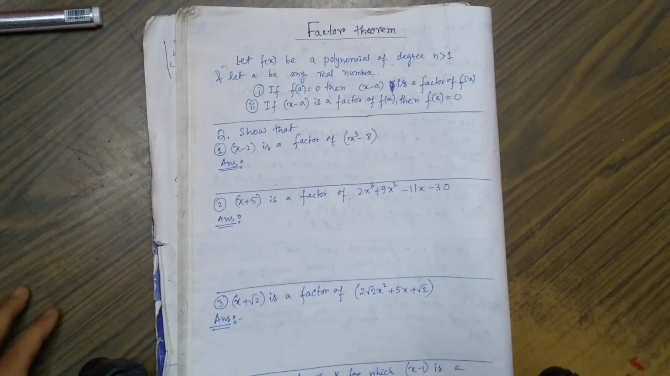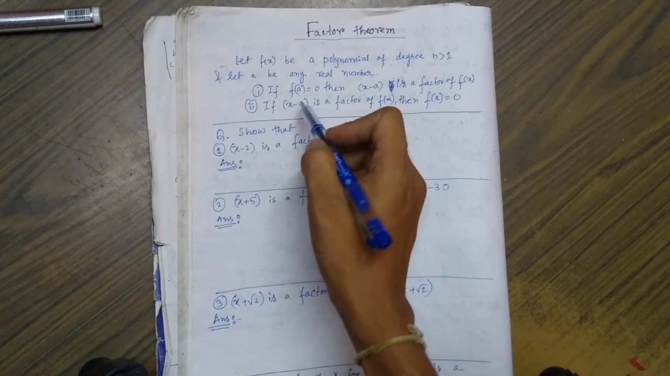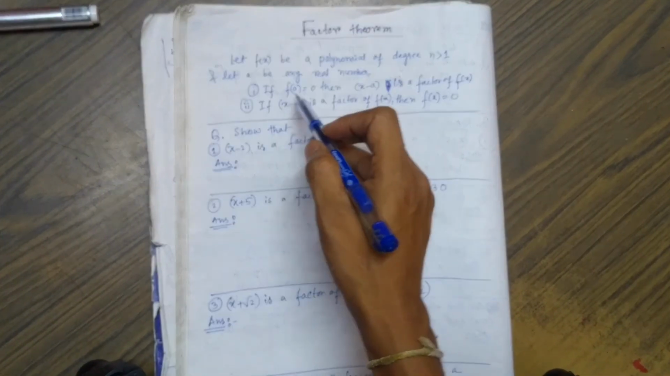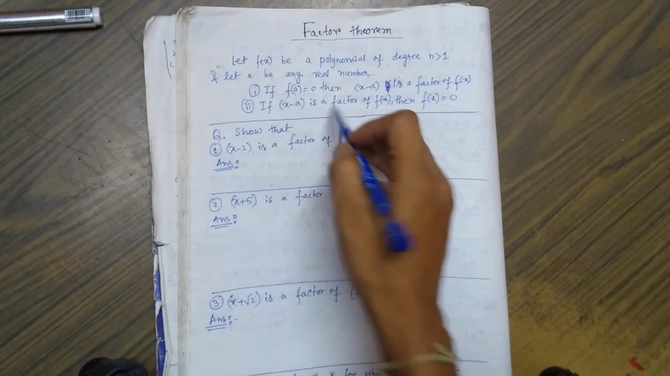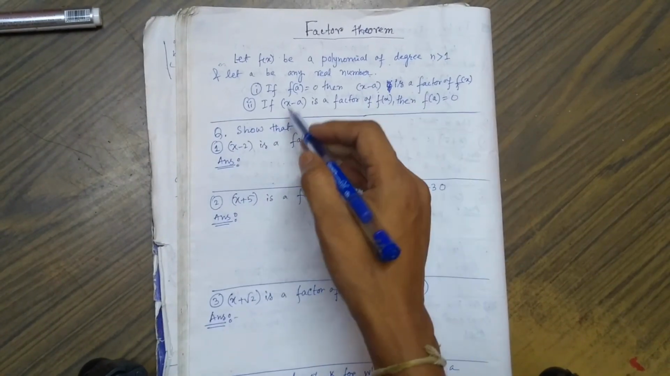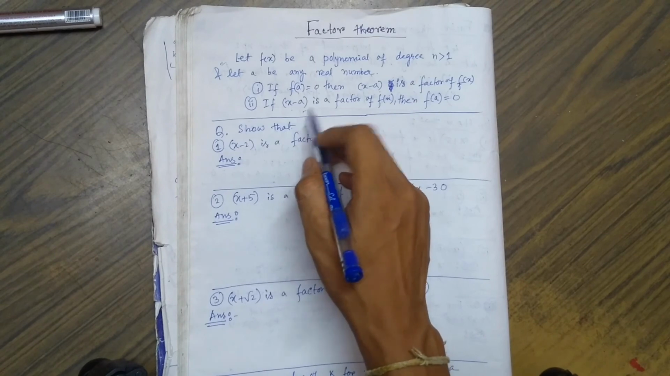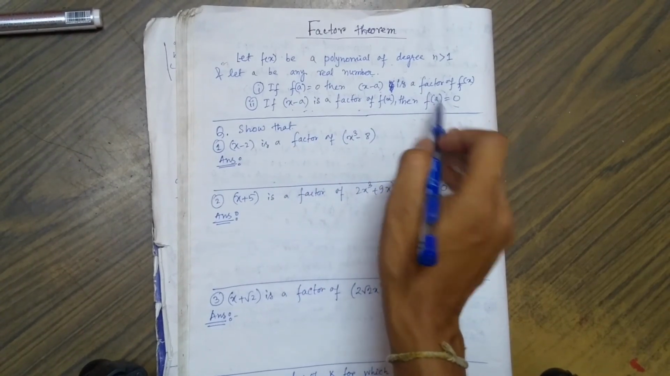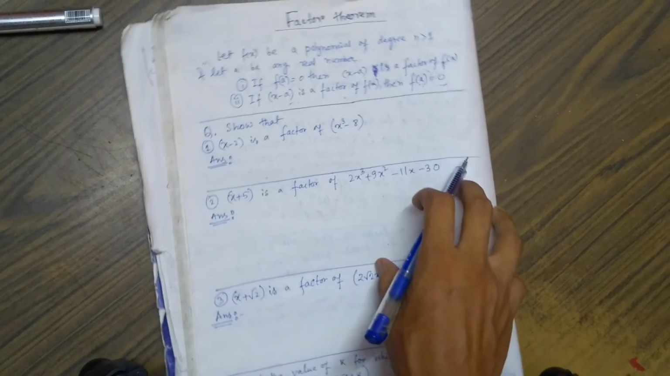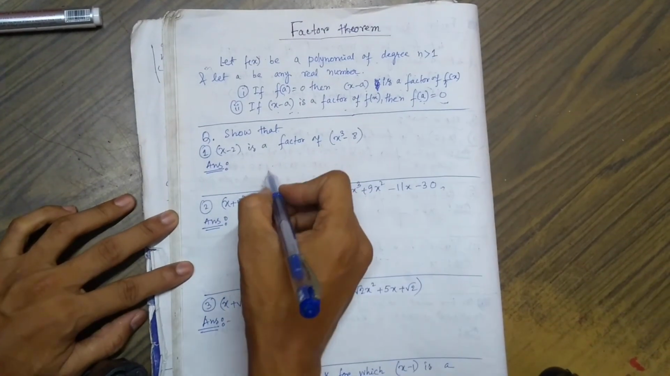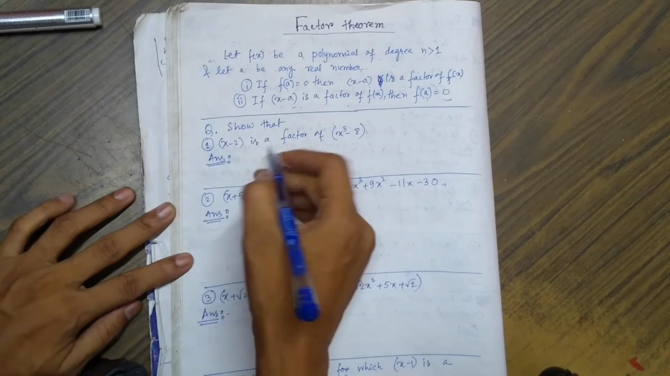What it is stating is that if I divide f(x) by x minus a, then if f(a) is equal to 0, x minus a will be a factor of f(x), or vice versa. That means if x minus a is a factor, then the remainder, that means f(a), will be equal to 0. So now we will solve some problems.